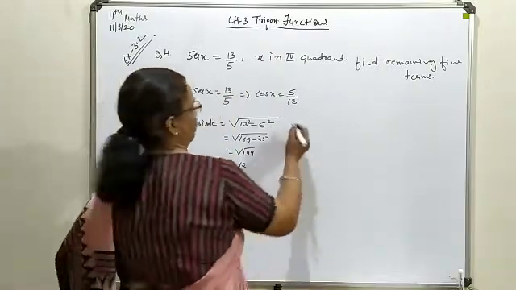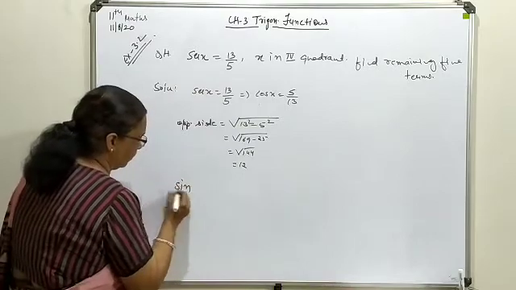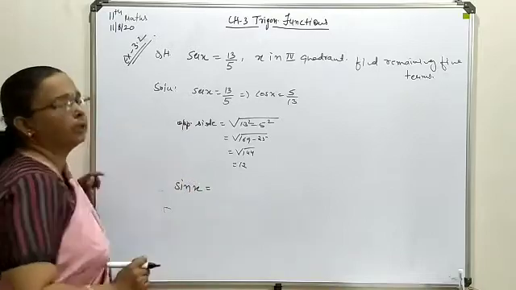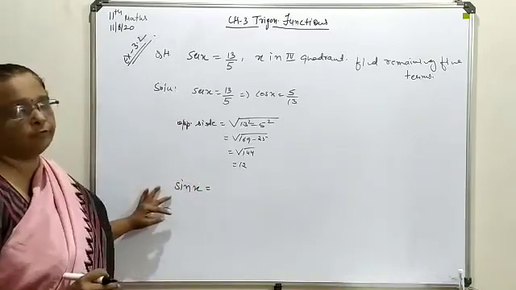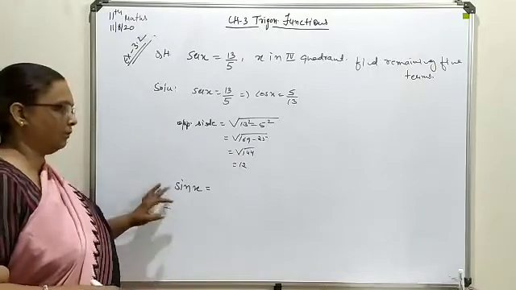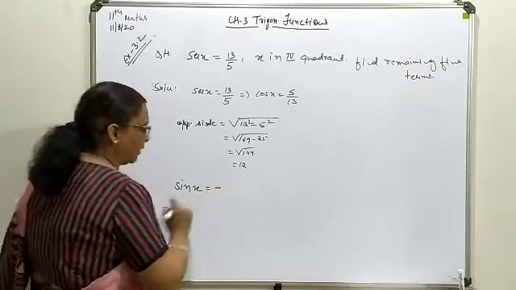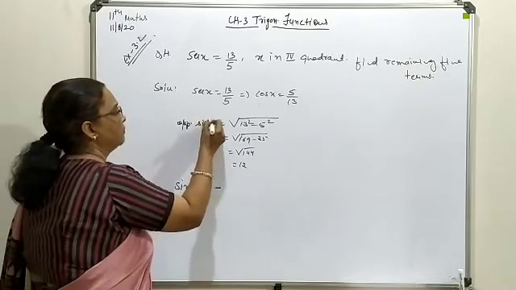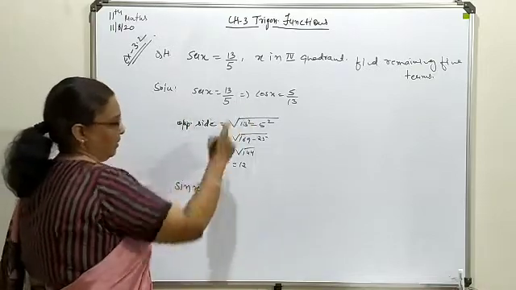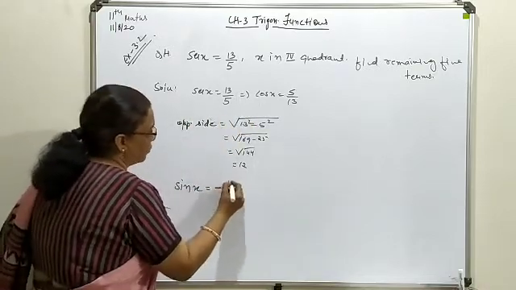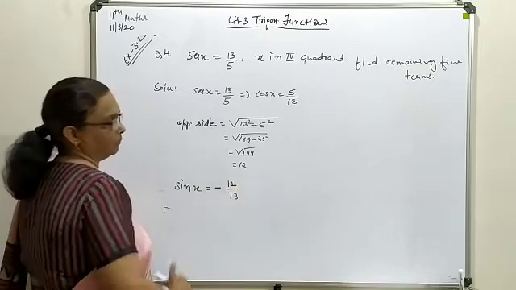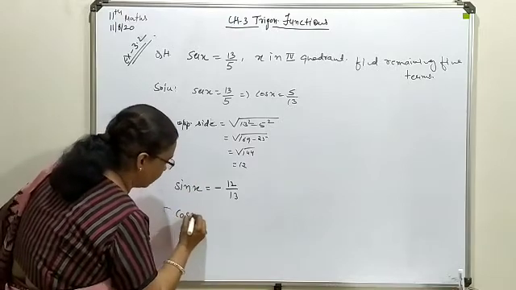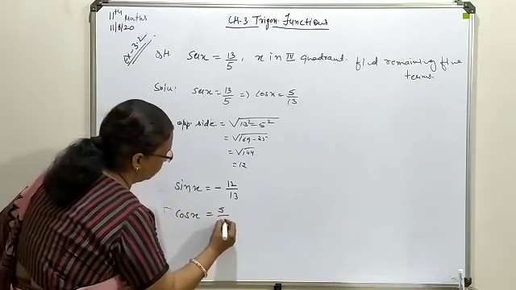Now sin x. We are talking about the fourth quadrant, which means in the fourth quadrant sine is negative. So here it will be a negative sign. Sine we are going to define as the opposite side upon hypotenuse, so it is minus 12 by 13. Next was cos, which we have already written, so we rewrite it here as 5 by 13.